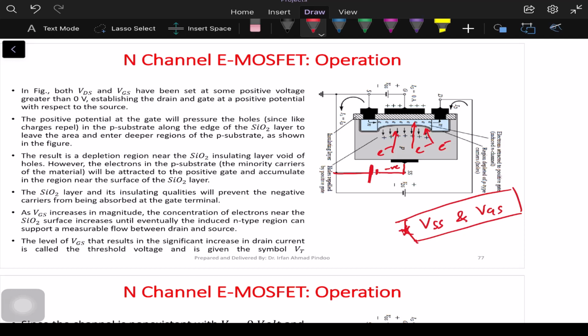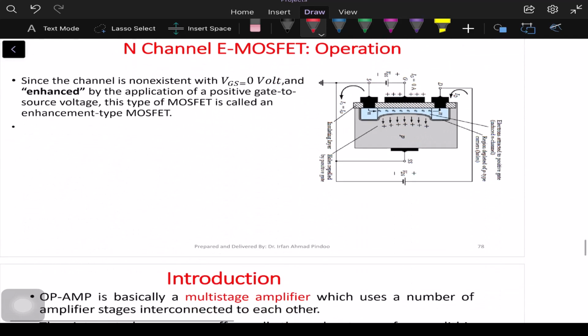Then we also have to define what a threshold voltage, VTH, is. Like we read in diodes, there is a knee voltage which is around 0.7 volt for silicon. In the same way, what is the minimum amount of voltage that we need in order to turn the MOSFET on? That voltage will be the threshold voltage. So it is the minimum amount of VGS voltage required to turn on the MOSFET.